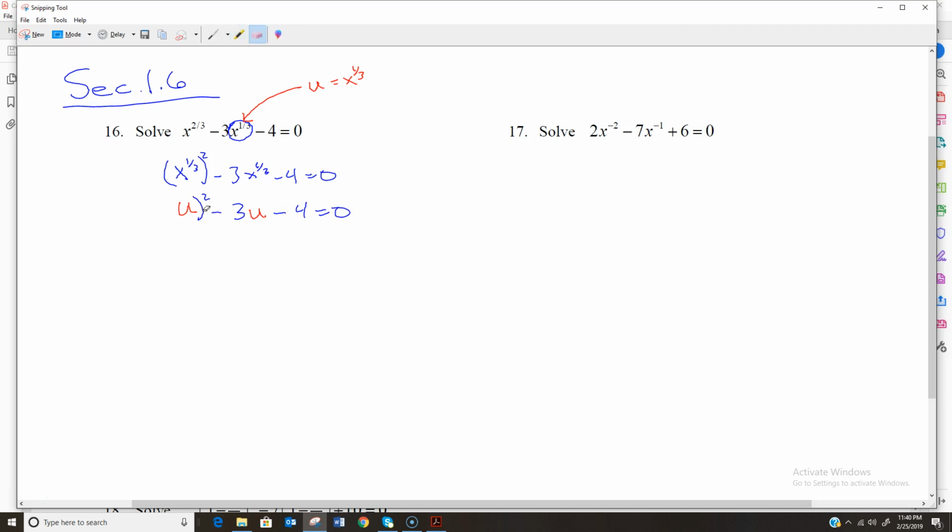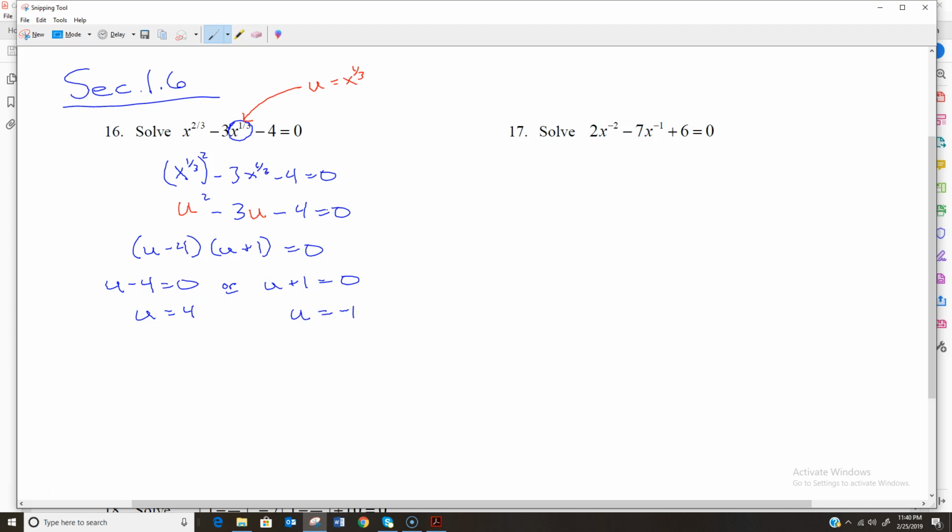All right, so I'm going to get rid of these parentheses. And you can see we just have a quadratic now, u squared minus 3u minus 4. So if we factor that, we get u minus 4 and u plus 1. Which means by the zero product property, u minus 4 has to equal 0, or u plus 1 has to equal 0. In this case, that would make u 4, and over here that would make u negative 1.